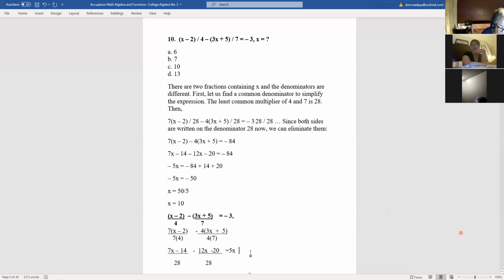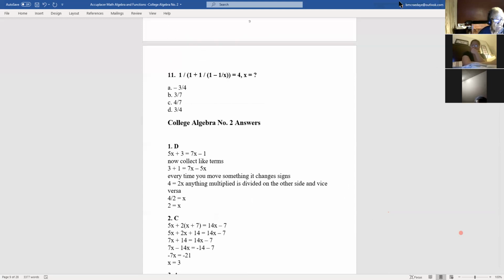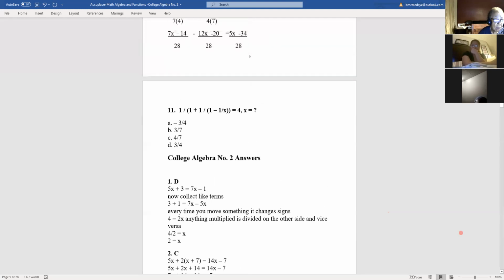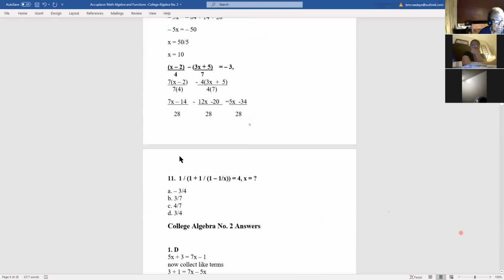Minus 34. Okay, so that's minus 5x minus 34, and that's over 28. And that's equal to minus 3, right? So that's how we got that 84. Okay, go back. This one is complicated. Yes, it definitely is.